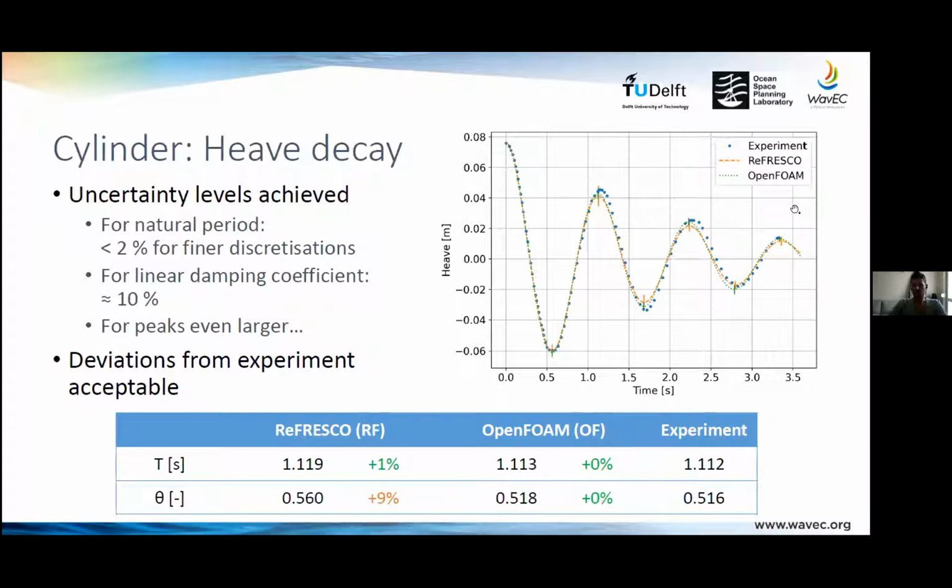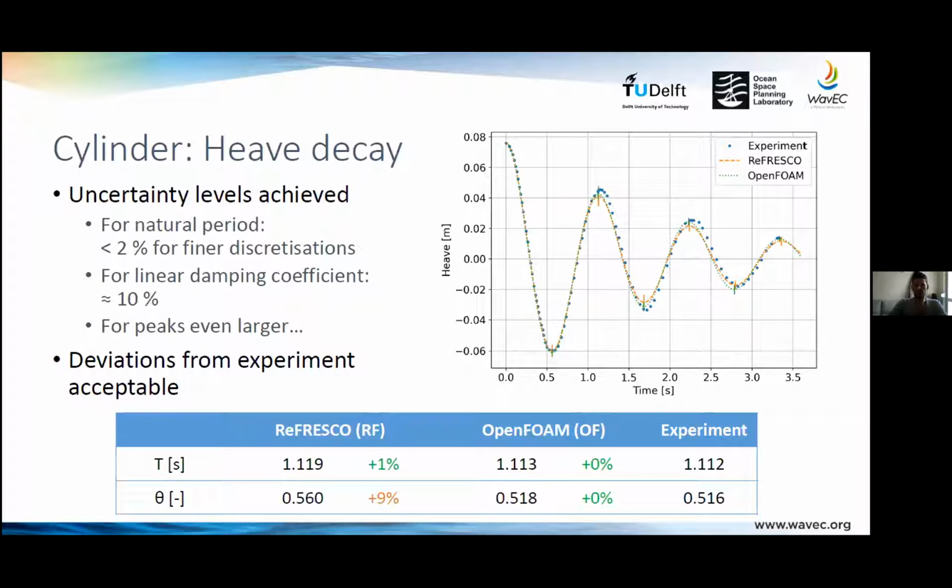Now I will only show you a few results of the heave decay. The pitch decay will be for another time. First of all, a few words on the uncertainty levels that were achieved. For the natural period, we got an uncertainty smaller than 2%, which is very good.